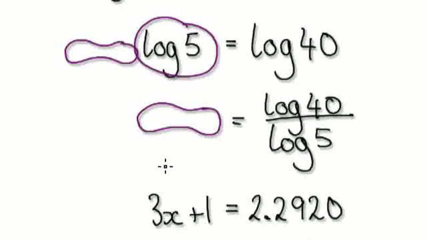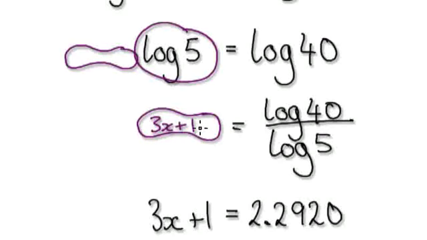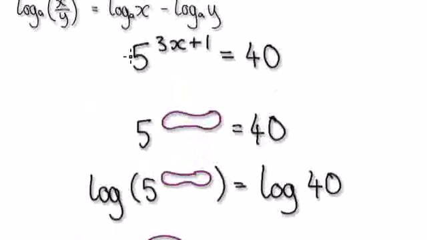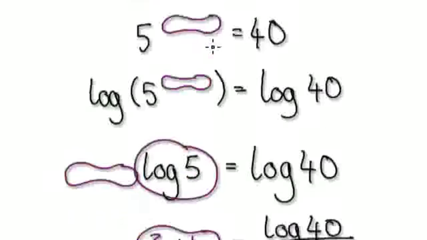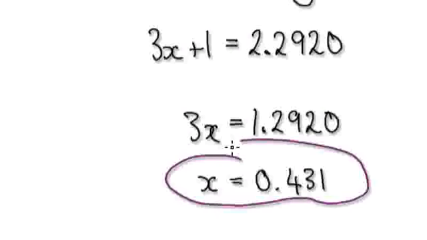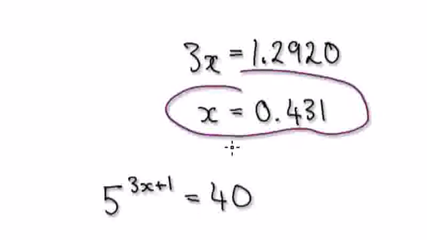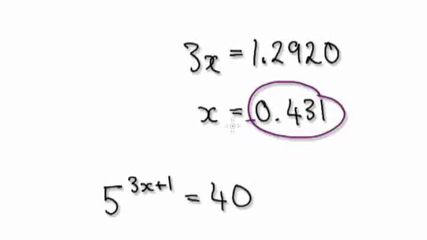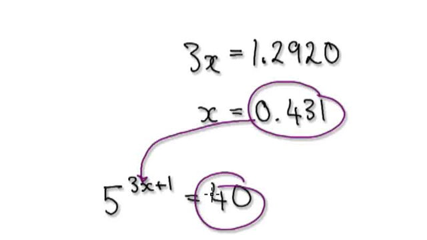And bear in mind earlier that the bubble was 3x plus 1 because of this. Look, the bubble here is 3x plus 1. So x equals this. Okay, so what that means is that if you put this number into this x here, it will give you 40.